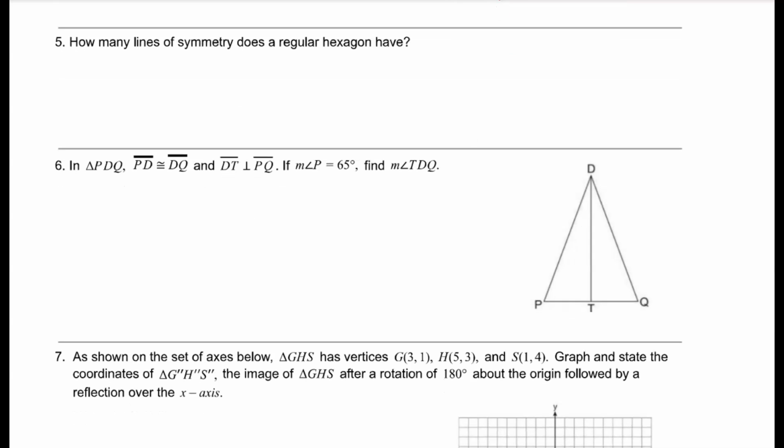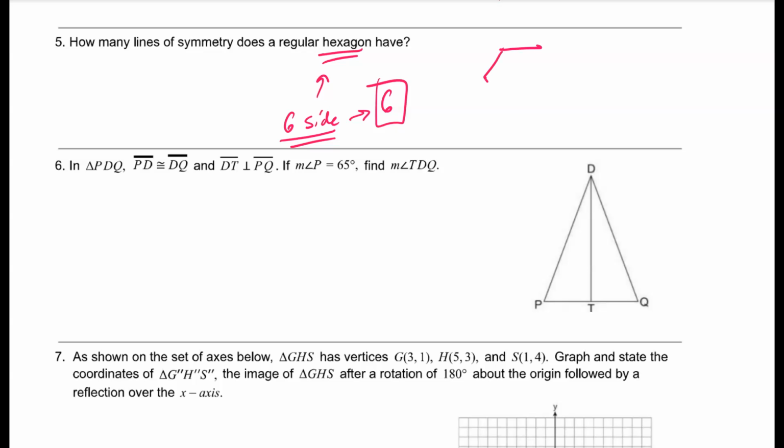Number 5. How many lines of symmetry does a regular hexagon have? Well, remember a hexagon is just a 6-sided figure. And if we're thinking about lines of reflection, or lines of symmetry that I could reflect over to get the same picture, there are going to be 6 such lines.